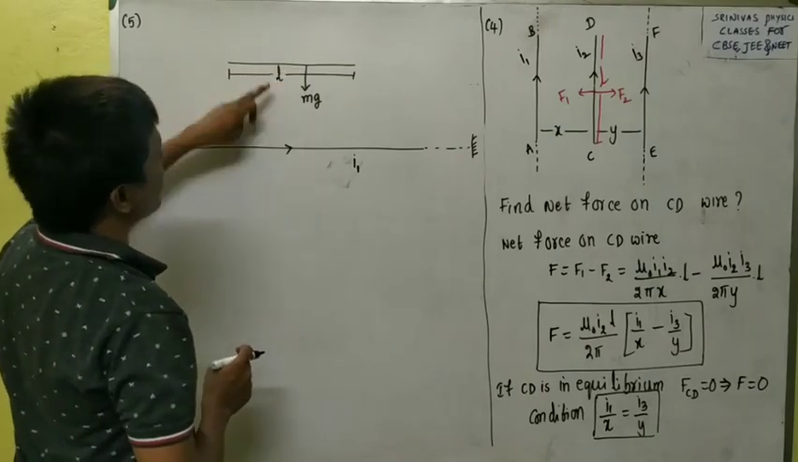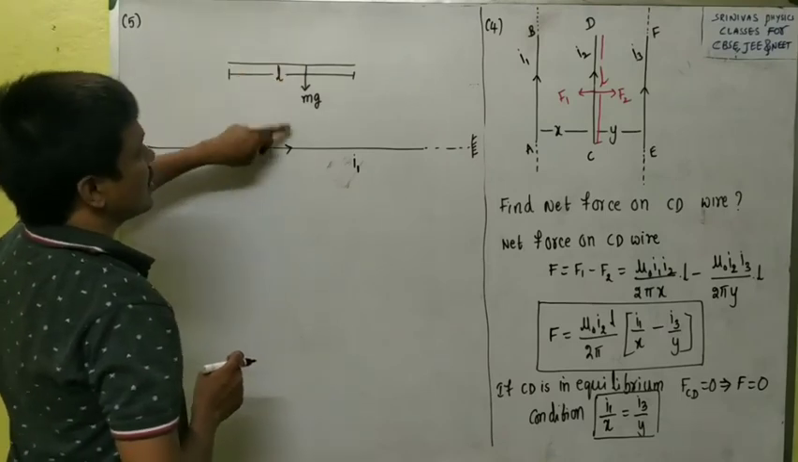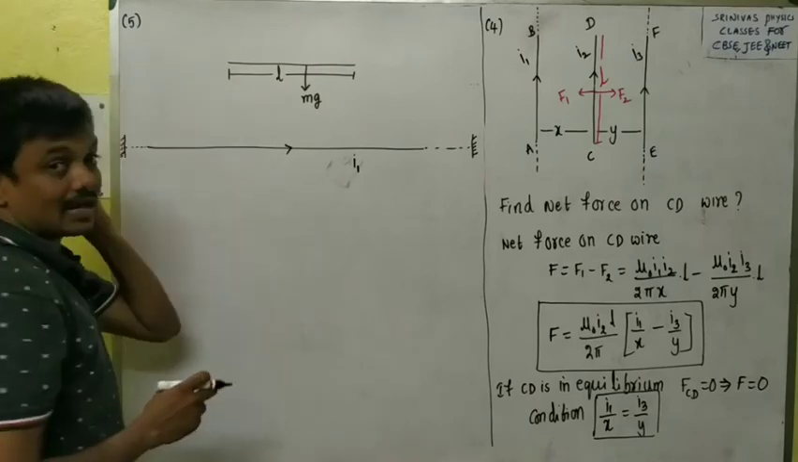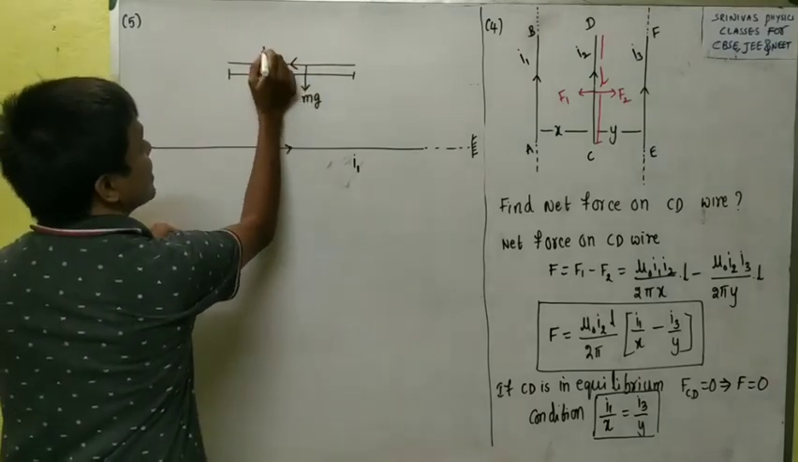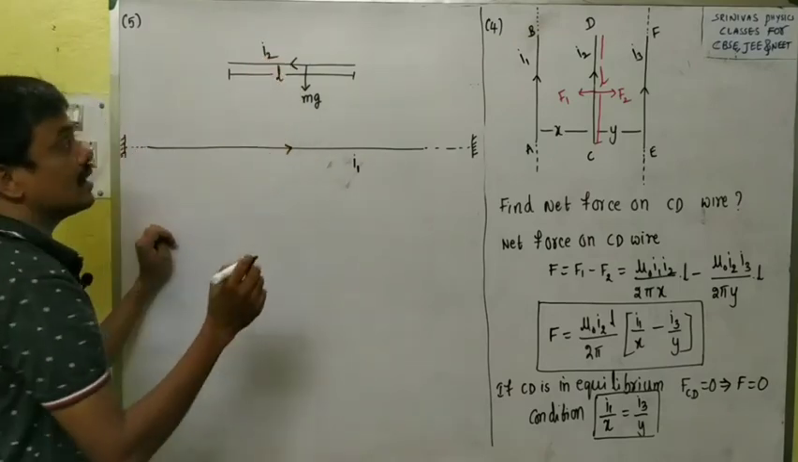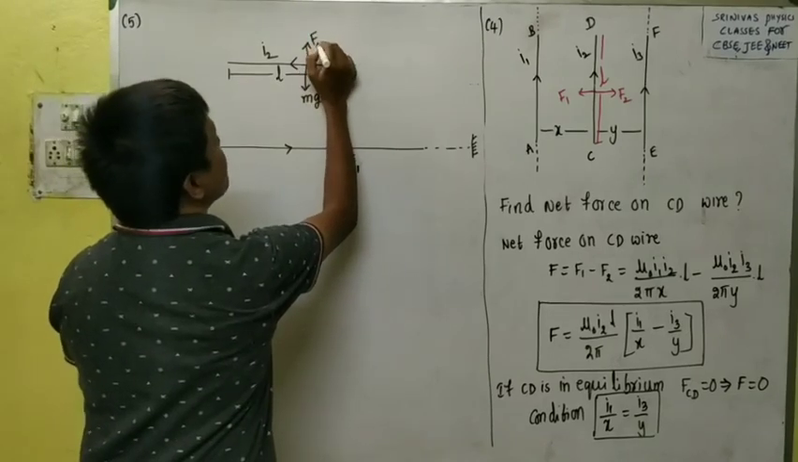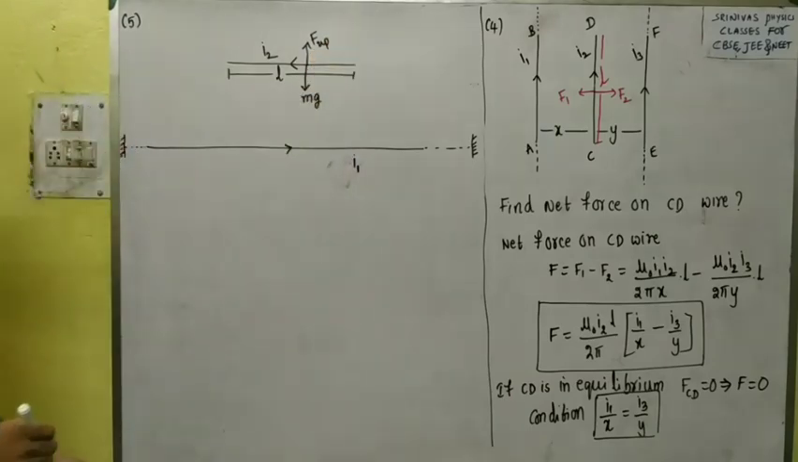If this wire repels this wire in upward direction, and that repulsion force and this weight balance, it will not come down. The repulsion force will act if the current is in opposite direction. If this I1 goes to the right side and I2 goes to the left side, then they will repel each other. The repulsion force is F. If this upward force balances with this weight, then it will be at rest.